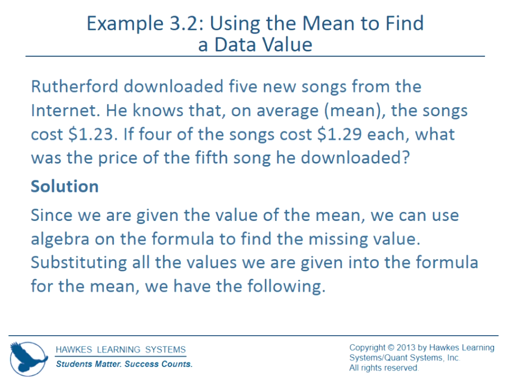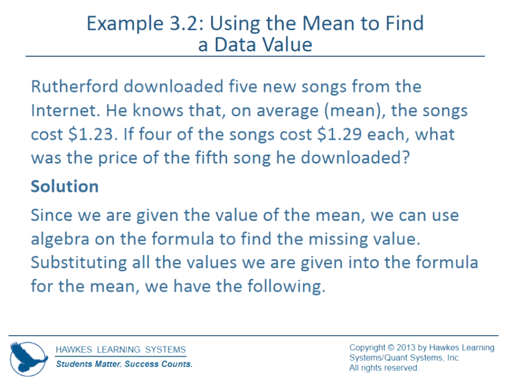All right, so let's use some algebra here. Rutherford downloaded 5 new songs from the internet. He knows that on average, the mean, the songs cost $1.23. If 4 songs cost $1.29 each, what was the price of the 5th song he downloaded?